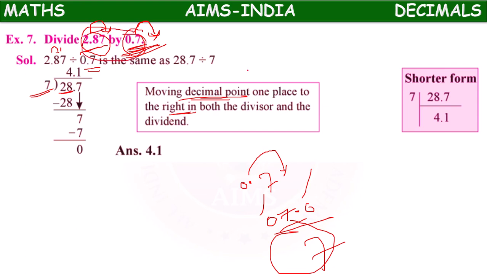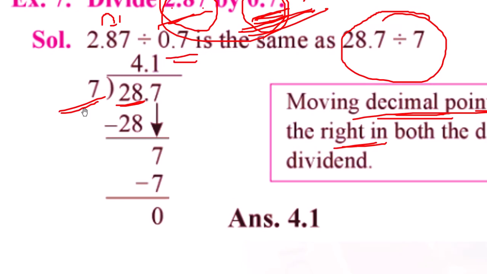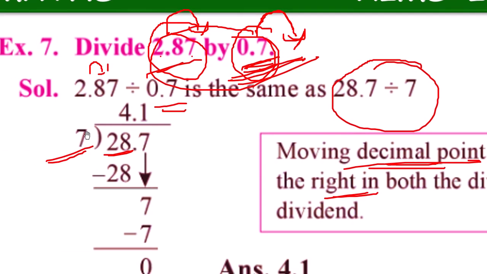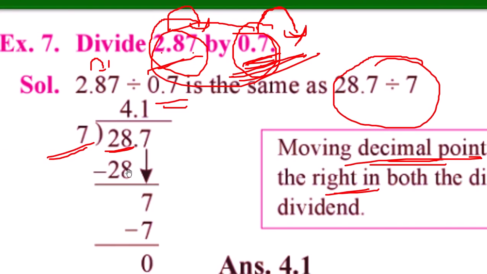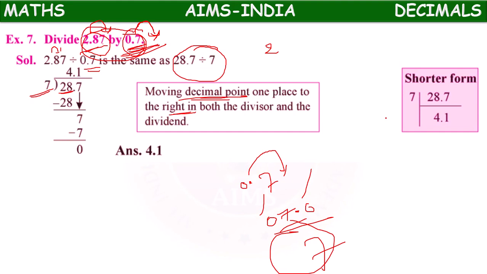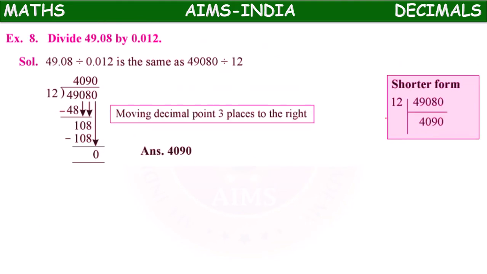Now instead of this division, we will divide 28.7 by 7. We shift the decimal point in both dividend and divisor in the same manner, and check that the divisor becomes a whole number. Now we will do the division. 7 4s are 28, cancel, point above point, 7 we carry down, 7 1s are 7. 4.1 is the answer. Okay children, next.